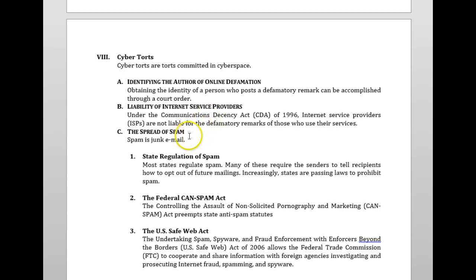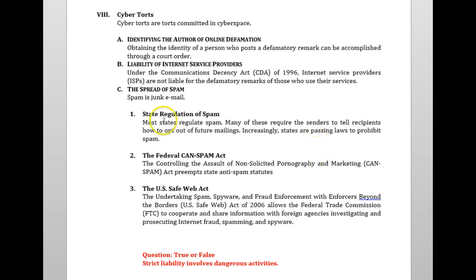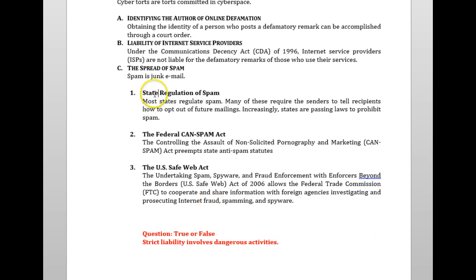The other thing that's concerning with cyber torts is the spread of spam. Spam is junk mail, email. There's also all kinds of other things floating around out there. The state tries to regulate spam. There's a federal Can Spam Act that also works with pornography. The federal act takes precedence over the state, obviously. And so we go state, we go federal, and there's the U.S.